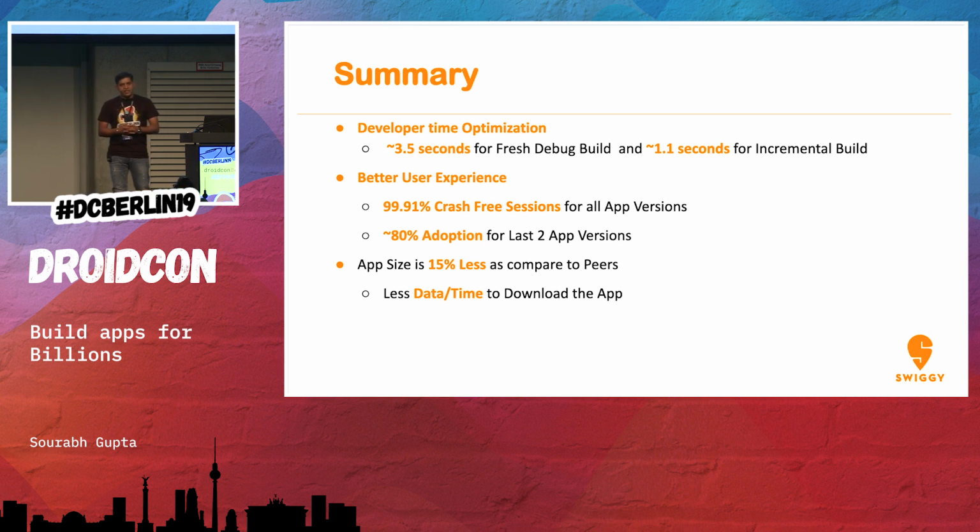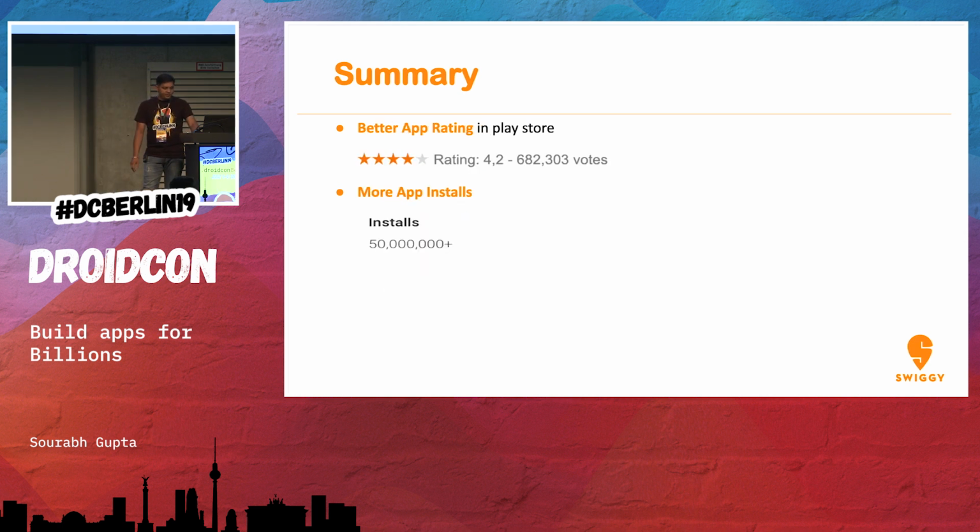And our app size is 15% smaller compared to our peer apps. So basically, you can go to the Play Store, check the peer apps, and compare the data, how your app size compares to your peers. The smaller the app size, the less data and time to download the app. All this will result in a better app rating in the Play Store, plus more installs for your app.